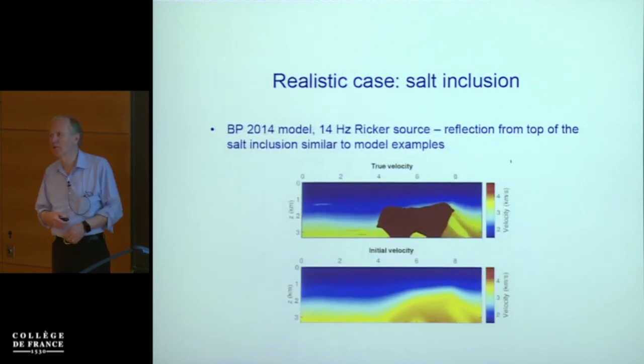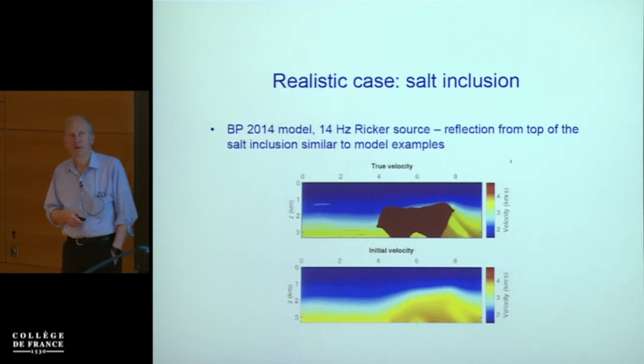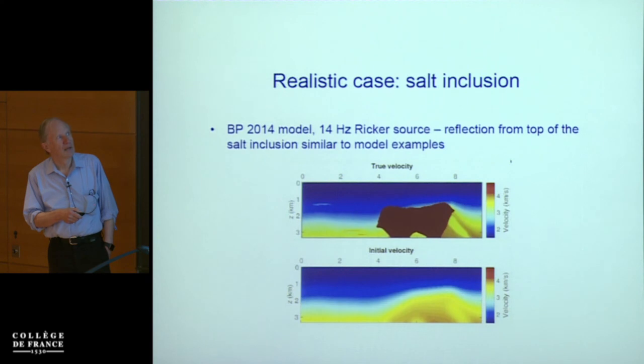And this can be seen also in a model. This is one of these models that people use in the business, where you have variation in velocity, and there's some salt inclusion down there. And this would be a starting value where you don't know the salt inclusion. So it's just the average smeared by the background in this case.